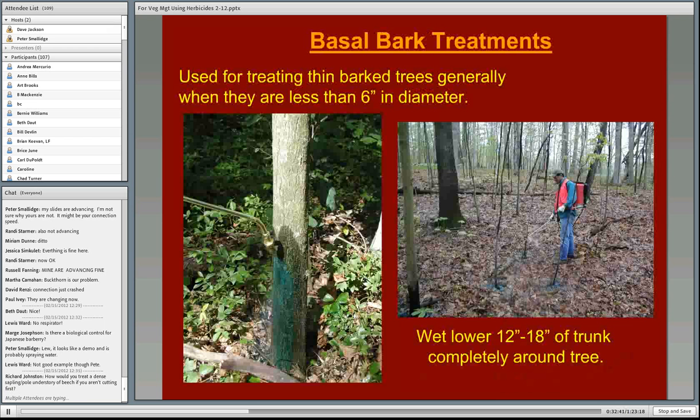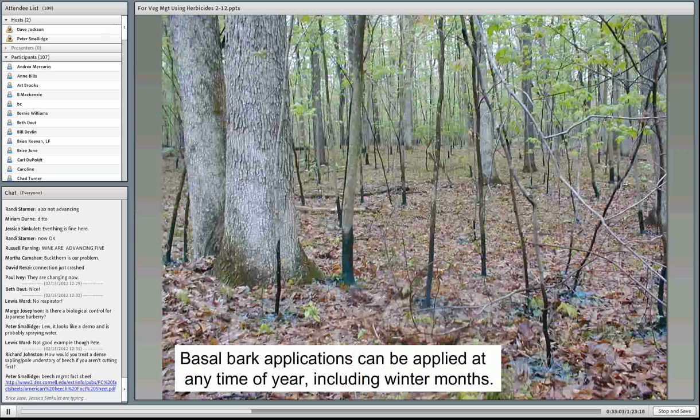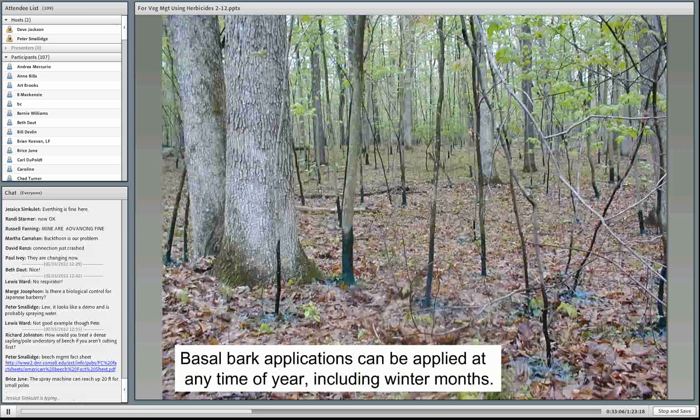Basal bark treatments are used for treating thin bark trees, generally when they're less than 6 inches in diameter. So this is a very effective treatment for treating things like American beech, for treating striped maple, for treating ironwood. This picture here is actually treating red maple saplings underneath a white oak stand. So it was very heavy to red maple in the understory, and it was going to be harvested. We wanted to control the red maple so that we could encourage some oak regeneration on that site.